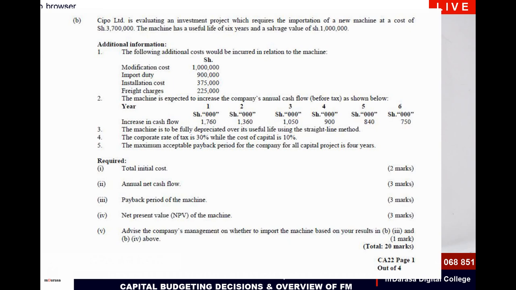So, after that case, we are having, of course, other items required. Basically, number one, total initial cost, 2 marks; annual net cash flow; payback period of the machine; net present value, NPV, of the machine; as well as we need to advise the company management on whether to import the machine based on your results in B3 and B4 above.